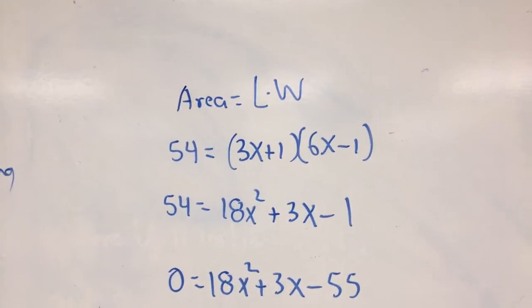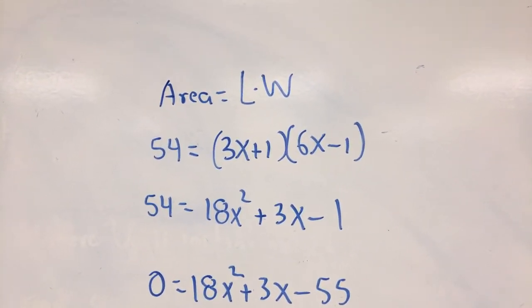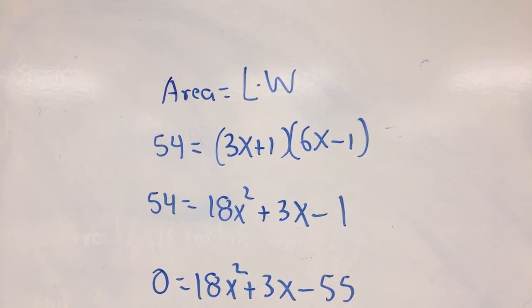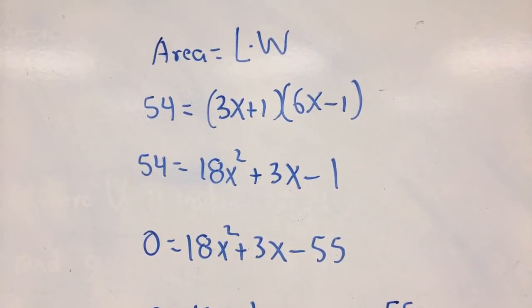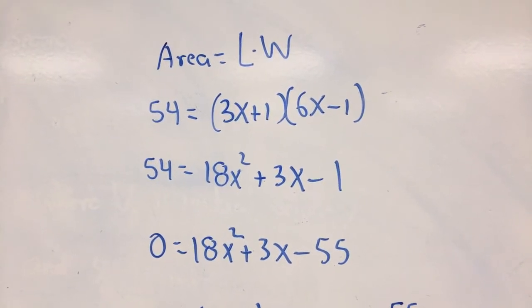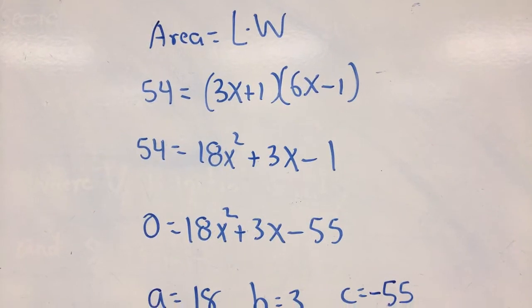Well, the area of the desktop is length times width. I know the area, that's 54, equal to the length times the width. There you go. FOIL that out and set it equal to 0. And now you have a quadratic: 18x squared plus 3x minus 55 is now equal to 0.